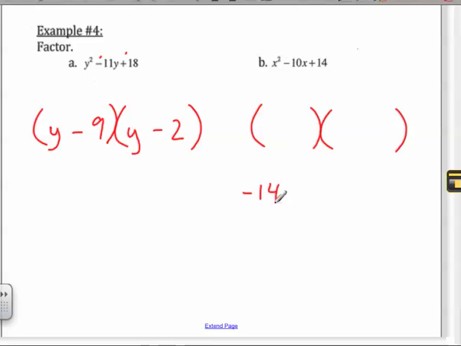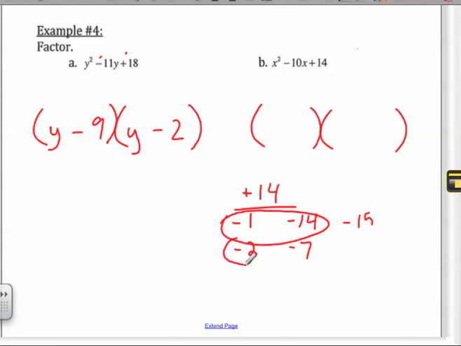Well, let's think about this. Let's look at all of the factors of positive 14. It'd be negative 1, negative 14, right? It'd be negative 2, negative 7. Anything else? CC? Okay, well, when I add these two together, that gives me negative 15. When I add these two together, that gives me negative 9. But I need negative 10. You can't use decimals. Not when we're factoring. What do you think, CC?